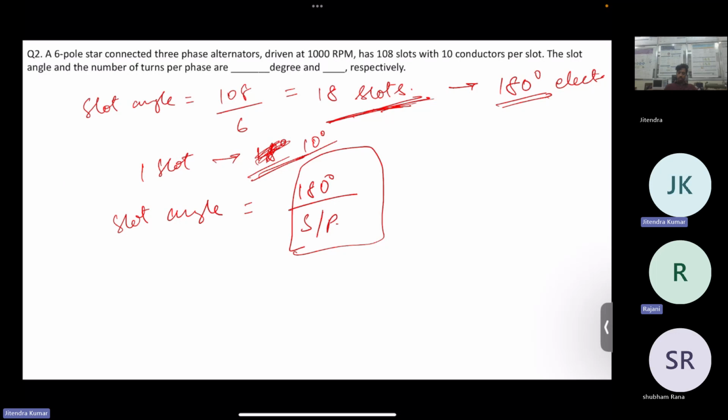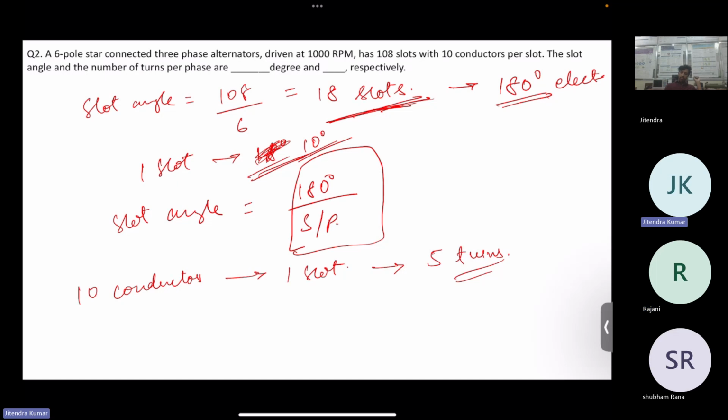So now the second part of this problem: how many turns per phase? Already they have given the conductors, Z. From there we can calculate. One turn is equal to two conductors. So 10 conductors for one slot. Total how many slots? 108 slots. And it will be equal to 5 turns.